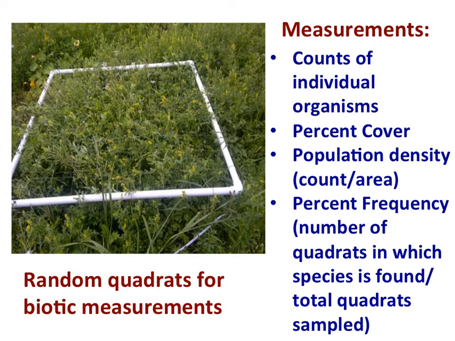On this slide, you can see a quadrat. Get the term right. It's not a quadrant. It's a quadrat. Let's be specific. It's incorrect to use the term quadrant. The quadrat can be used to gather data such as counts of individual organisms, percent cover, population density, which is count per area, or percent frequency, which is the number of quadrats in which the species is found, divided by the total quadrats sampled. I will explain these terms in the slides to come.